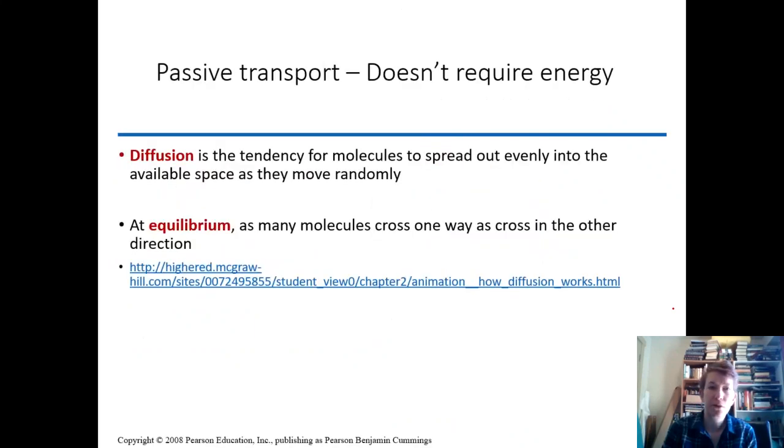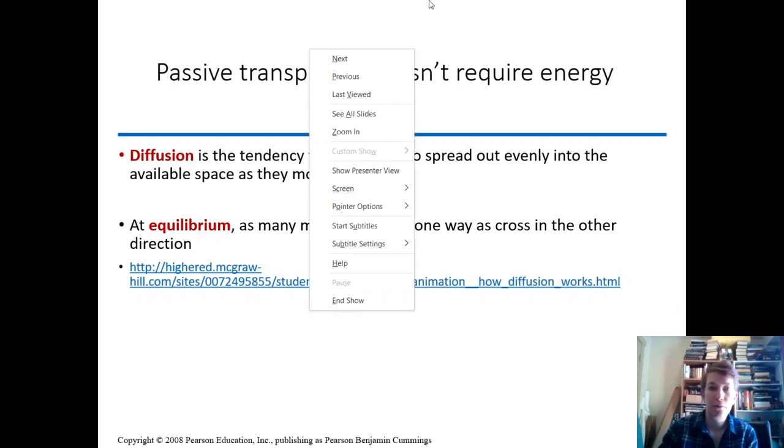So we're going to look at some different kinds of transport and how things get through the membrane. We're going to differentiate between passive transport, which doesn't require any energy, from active transport, which does require energy. Usually it's ATP that gives it energy. And so I want to show you this brief animation about diffusion.